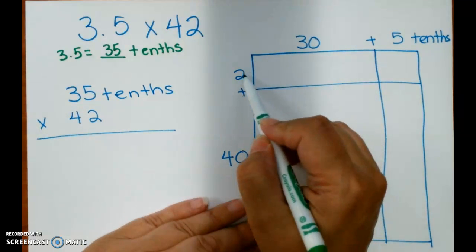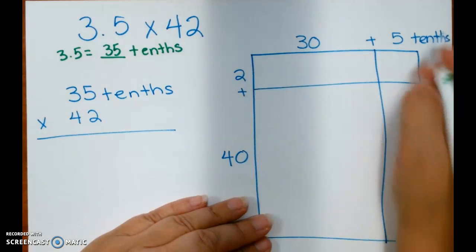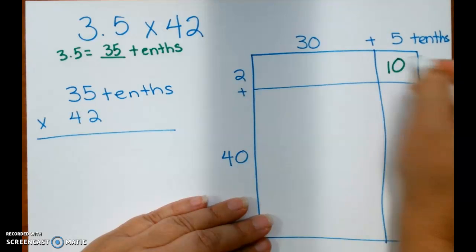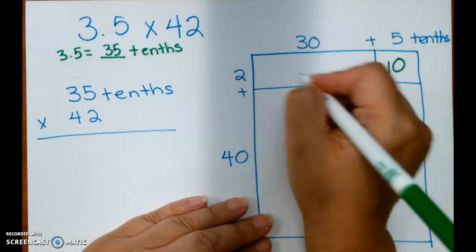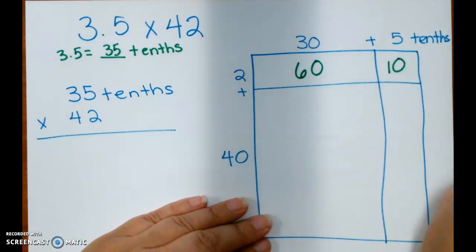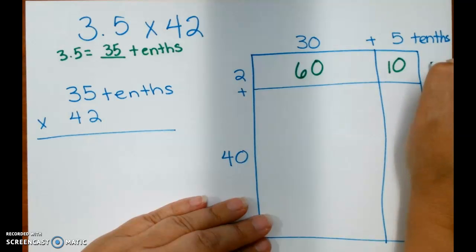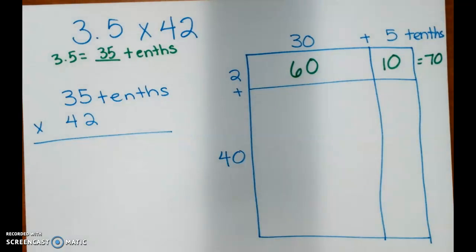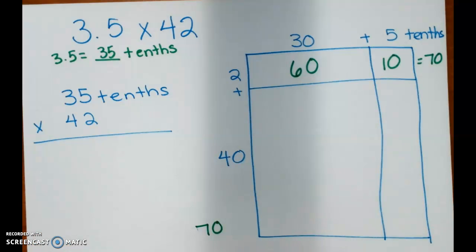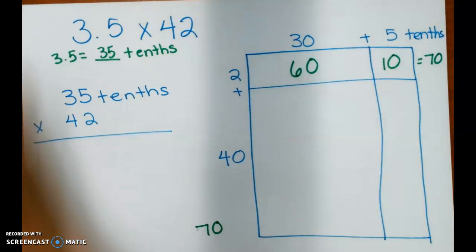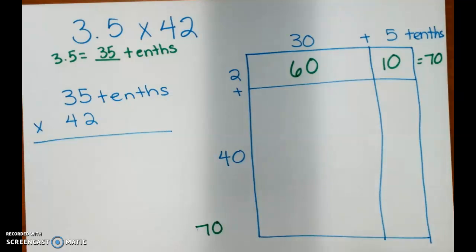Okay, 2 times 5 gives me 10. 2 times 30 gives me 60. When I add those two together, I get 70. So 70 is my first partial product. I ran out of room over there, so I'm going to have to put it over here. Sorry, guys.